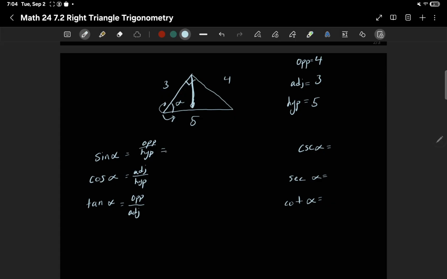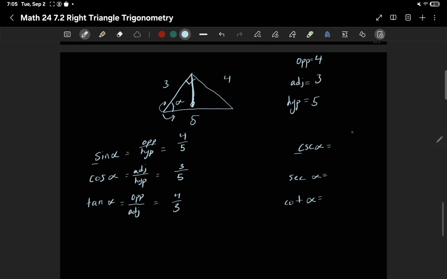And now I can find sine, which is opposite over hypotenuse. Well, my opposite side is 4. My hypotenuse is 5. My adjacent is 3. And then because I remember that sine and cosecant, remember s turns into a c, all I have to do to find cosecant of alpha is just flip the fraction. So this is just 5/4.